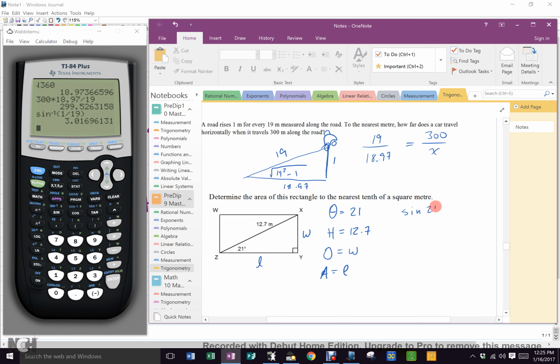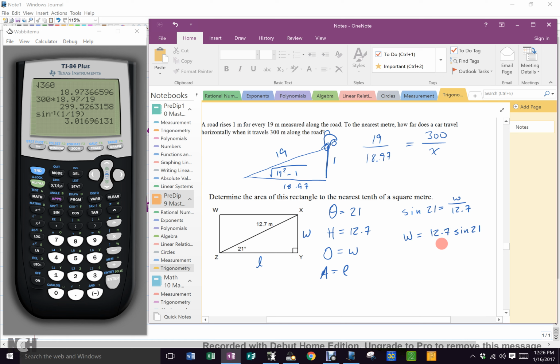Sine 21 equals opposite W over 12.7. That'll get me W equals 12.7 times sine 21. Now listen to me. I'm going to do something a little funky here. Have we had to touch our calculator yet? No. Don't. Everybody cool with that? Does everyone agree that that's what W is?